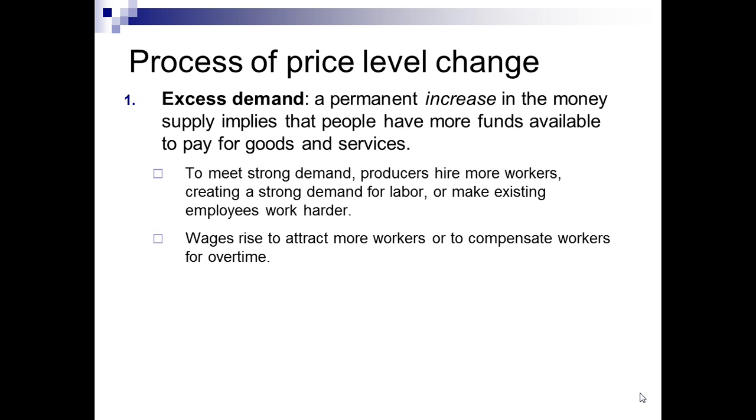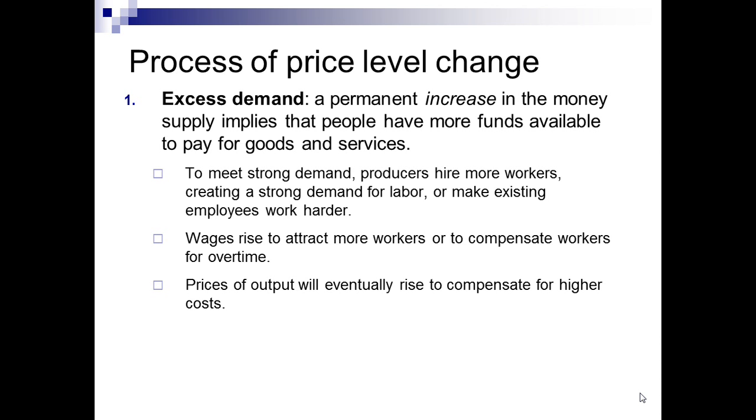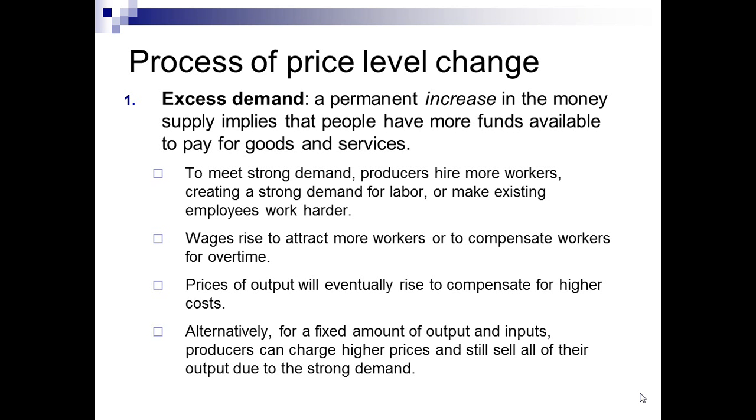Wages will need to rise to attract more workers, or to compensate workers for overtime work to produce for this strong demand. Eventually, prices of output will rise to compensate for the higher costs of inputs. Alternatively, for a fixed amount of outputs and inputs, producers can also charge higher prices and still sell all of their output due to strong demand. So the excess demand caused by a permanent increase in the money supply is going to gradually cause the prices of labor and the goods and services that they produce to increase over time as these contracts can be renegotiated.